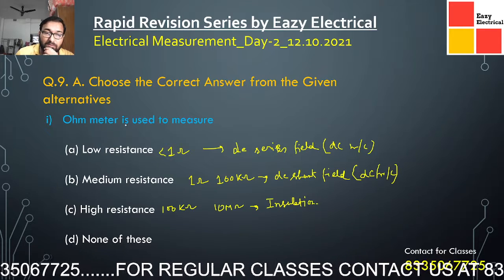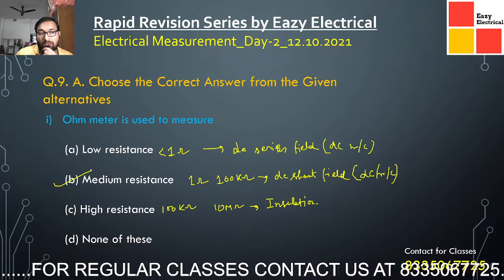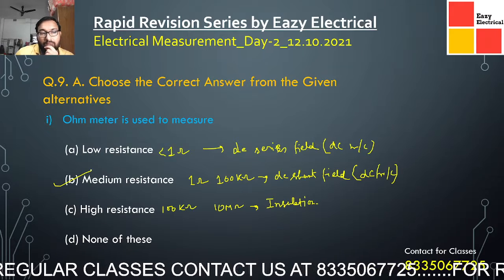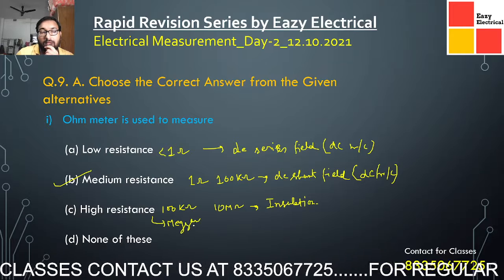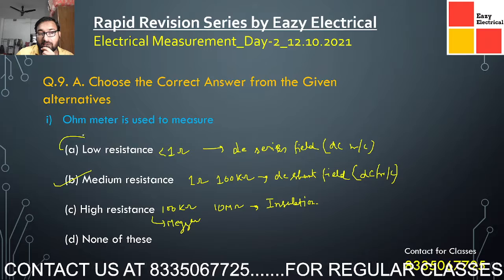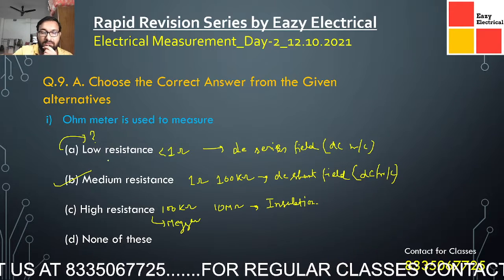So the ohm meter is used to measure medium resistance. For high resistance we all know we are using a megger. And likewise, in the comment section below, just note down what we use for measurement of low resistance.